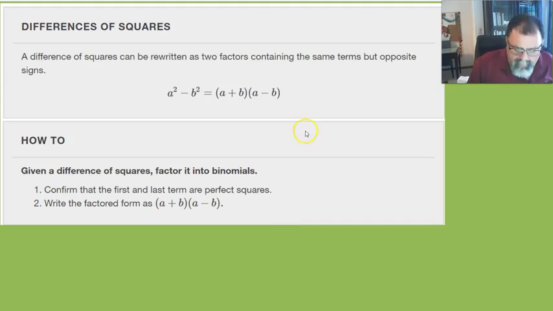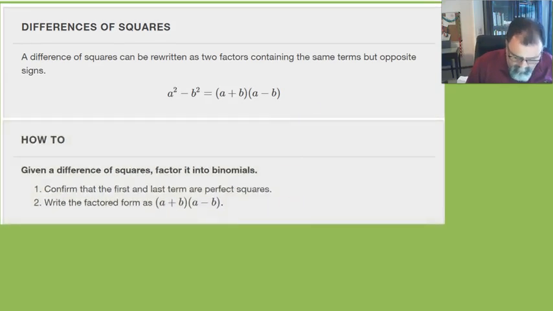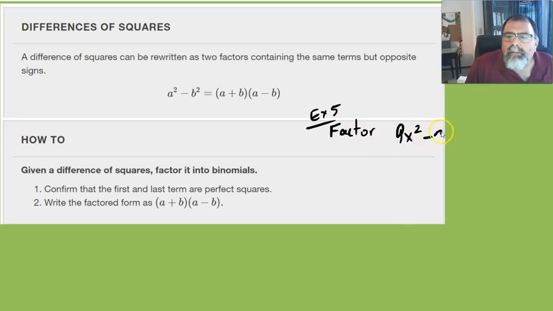All right, let's look at example 5. It says factor 9x squared minus 25. So you have to recognize that, oh, that's a perfect square. It's 3x in parentheses squared. And 5 squared is 25, so that's a perfect square too. So it fits the pattern. We've got a difference of two squares.